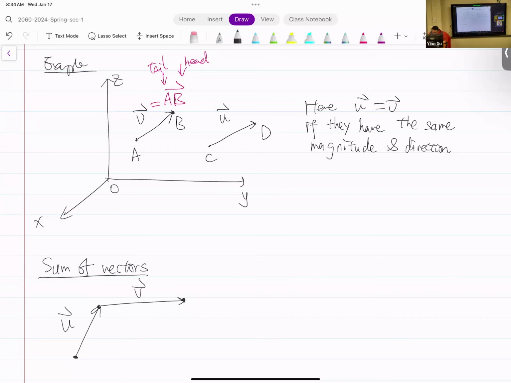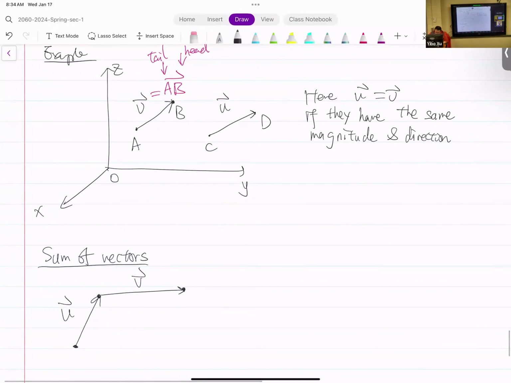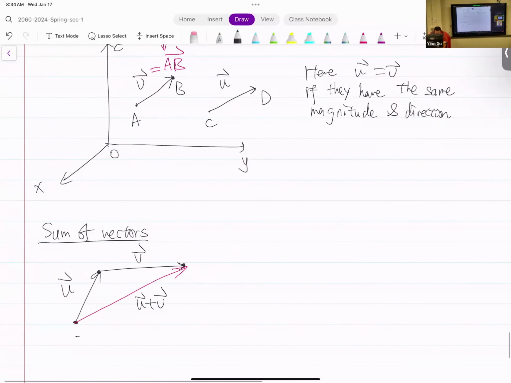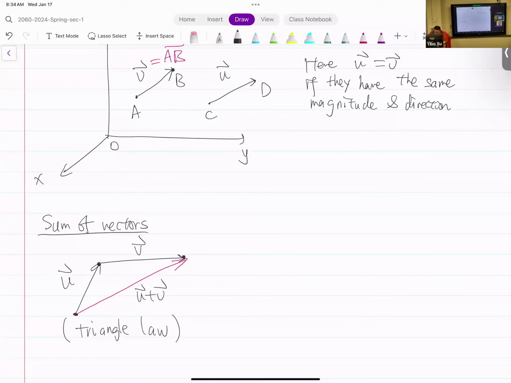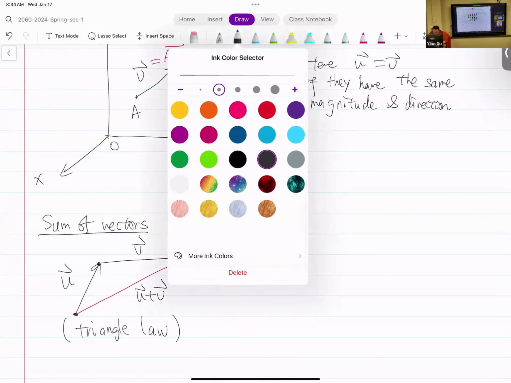Okay. And now, to do the sum, that's actually the third edge of the triangle. So this is called the triangle rule. Triangle law. So whenever you're adding two vectors, you can stack one of the tails at the head of the other vector, and then just combine the traveling effect in a sense, right? So this is the triangle law.